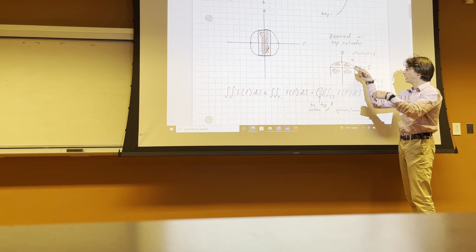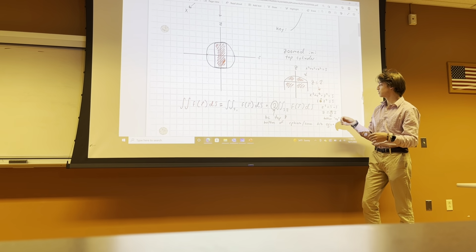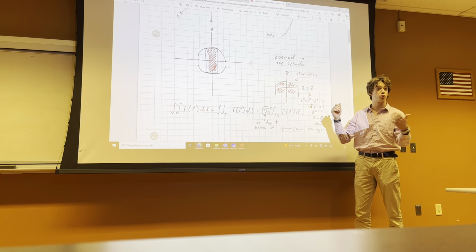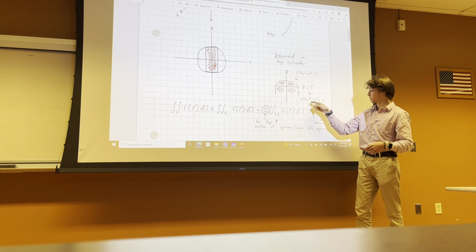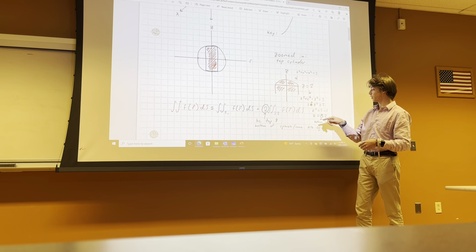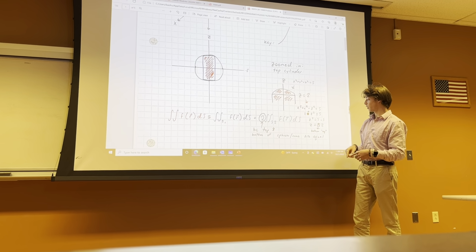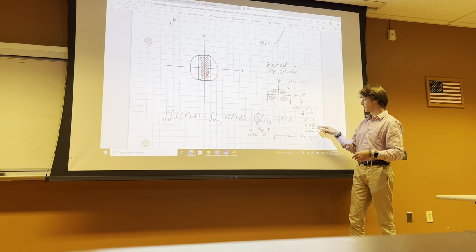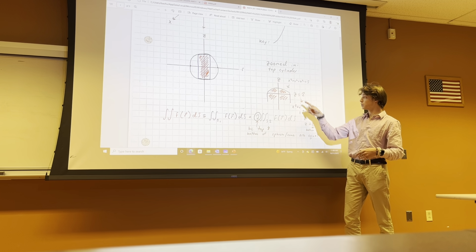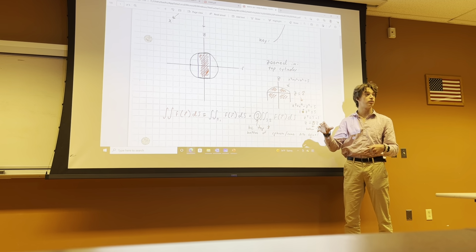So we need to find the intersection of the cylinder and the sphere. So we know that the cylinder x squared plus y squared equals 1. So I'm going to say 1 instead of x squared plus y squared in x squared plus y squared plus z squared equals 5, z squared equals 4, z equals plus minus 2. So it's going to be positive 2 for the top cap, and it's going to be negative 2 for the bottom cap.